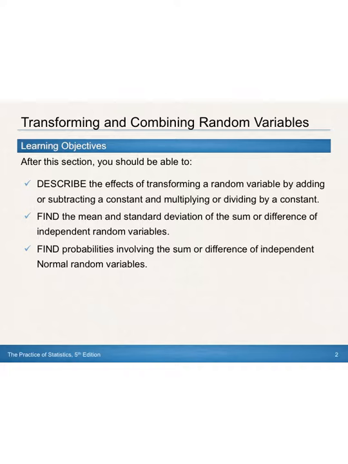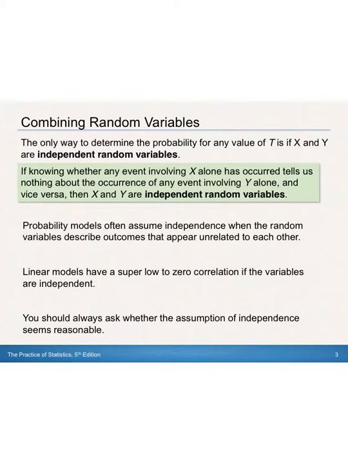So this is the second part of 6.2.2 when we're looking at combining random variables, putting them together. How does that affect the mean and standard deviation? So the work we're going to do in this section talks about finding the probability for a value of t that's a combination of two other variables.